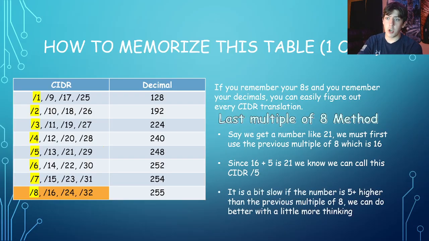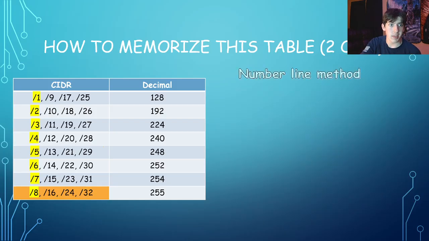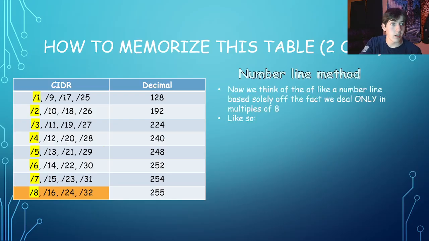Now, this is a bit slow if the number is more than 5 past the previous multiple of 8, because if we started, like, let's say our number was 23, why would you go all the way back to 16 and then count up to 7 to get to 23? You can just count backwards, which gets us into the next method, the number line method. A very fun method. I like the number line method, but it's a little bit hard to explain. But practice it. If you can practice it and you can do it twice, you can probably get it really framed into your brain, and then it should be really easy from there on.